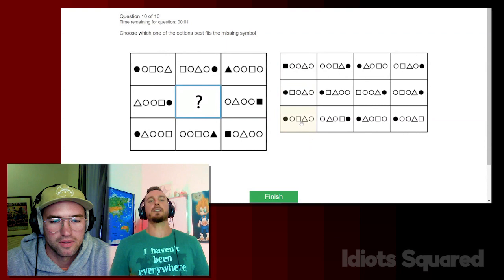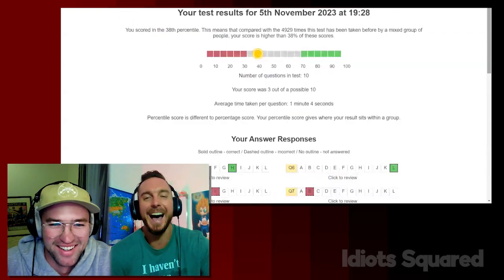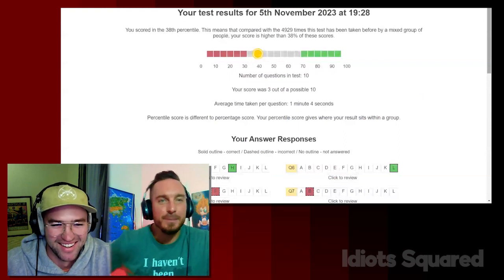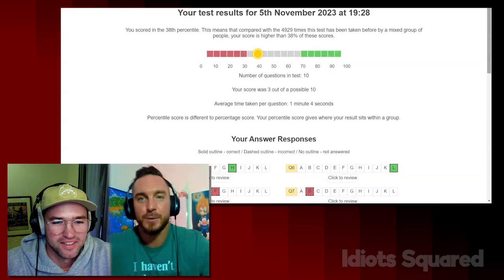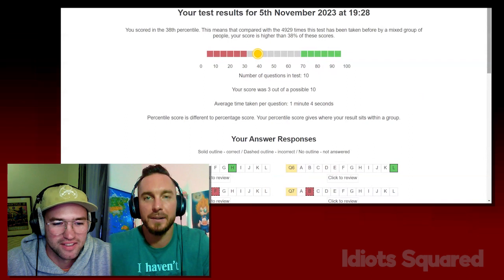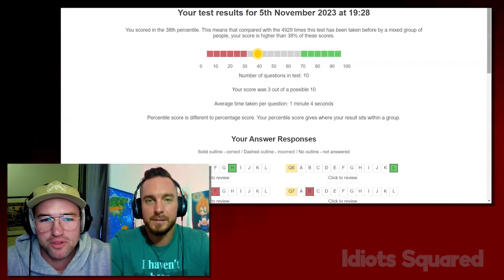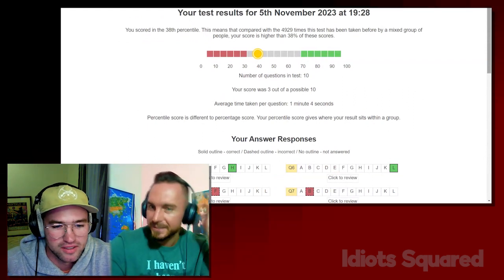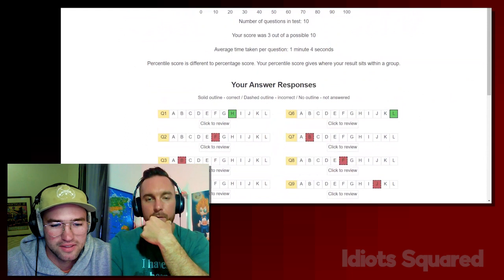So test results. We got 3 out of 10. We scored in the 38th percentile. That means that is terrible. With the 4,929 times this test has been taken before by a mixed group of people, your score is higher than 38% of these scores. We suck at that abstract pattern recognition. All right, so we only got 3 out of 10. And we pretty much used the entire time for all of them.